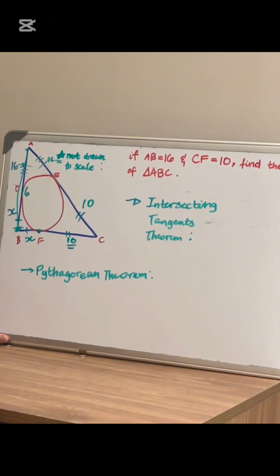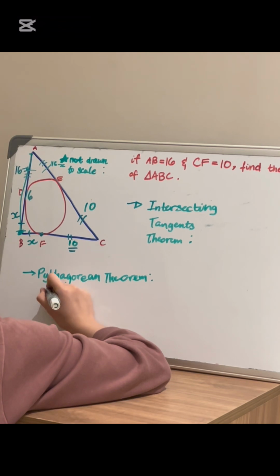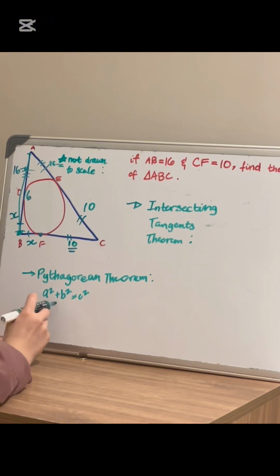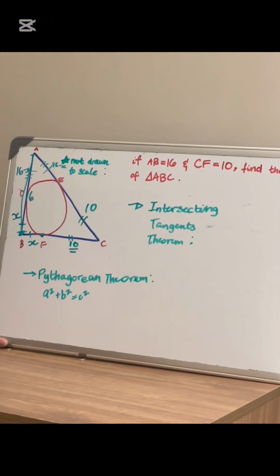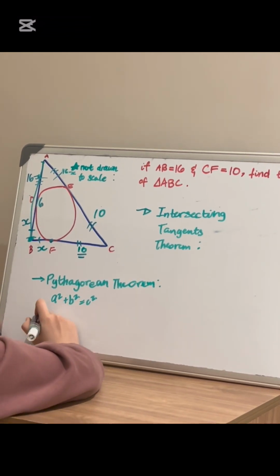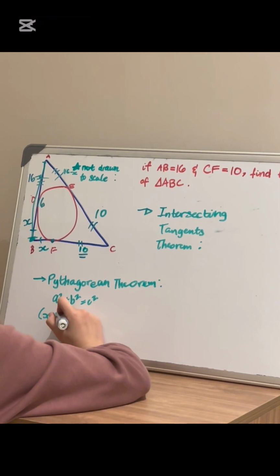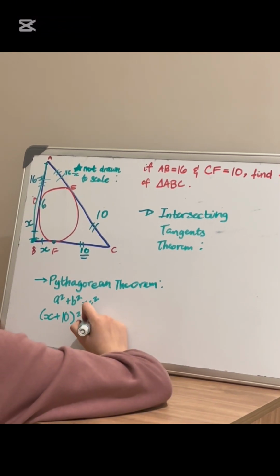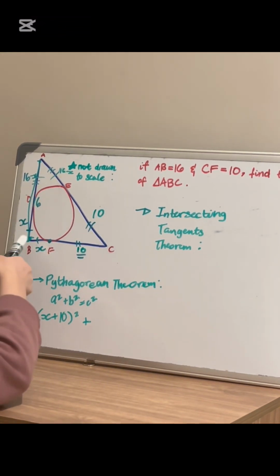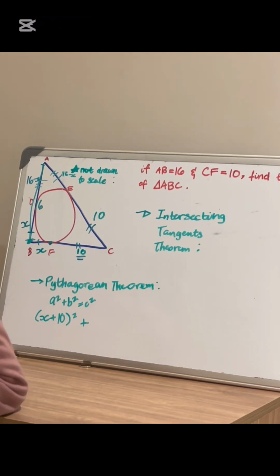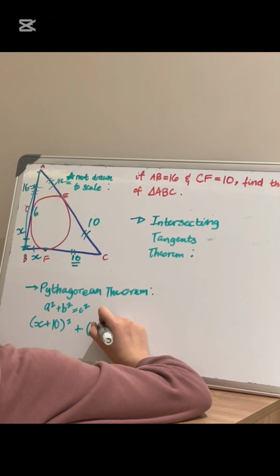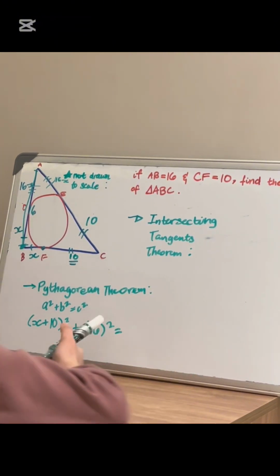Okay, Pythagorean theorem states that a squared plus b squared is equal to c squared. A, in this case, is one of the legs. Let's let one of the legs be equal to BC. Plugging in the value of BC, that's x plus 10 squared plus b squared. B, in this case, is AB. B is always the other leg of the triangle, which is 16 squared.